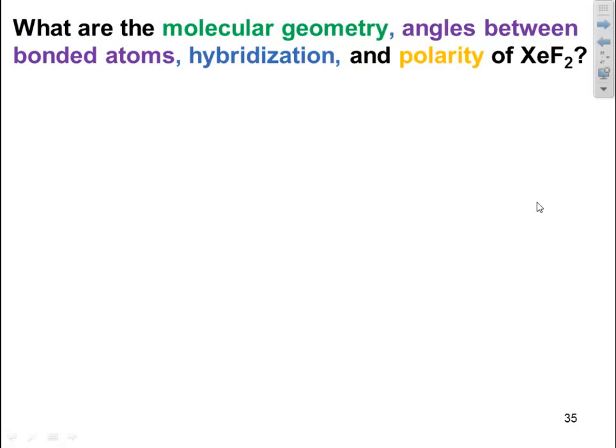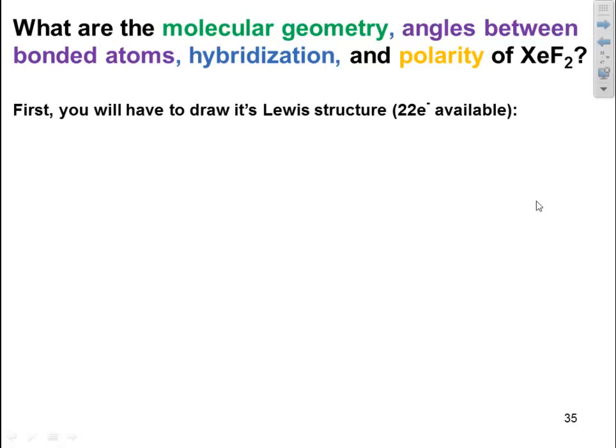All right, what are the molecular geometry, angles between bonded atoms, the hybridization, and the polarity of xenon difluoride? Well, first, you have to draw the Lewis dot structure. So you need to figure out how many electrons are available. With xenon we have 8, and fluorine you have 7. You got 2 7s, that's 14 plus the 8, there's 22 electrons available. So you have your xenon as your central atom and 2 fluorines.